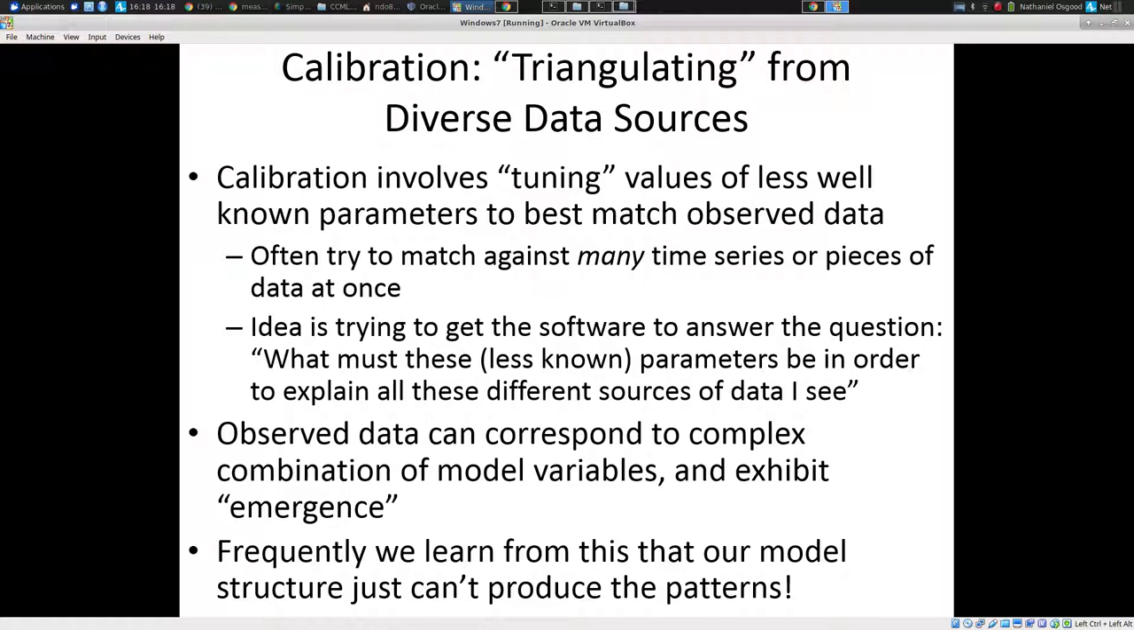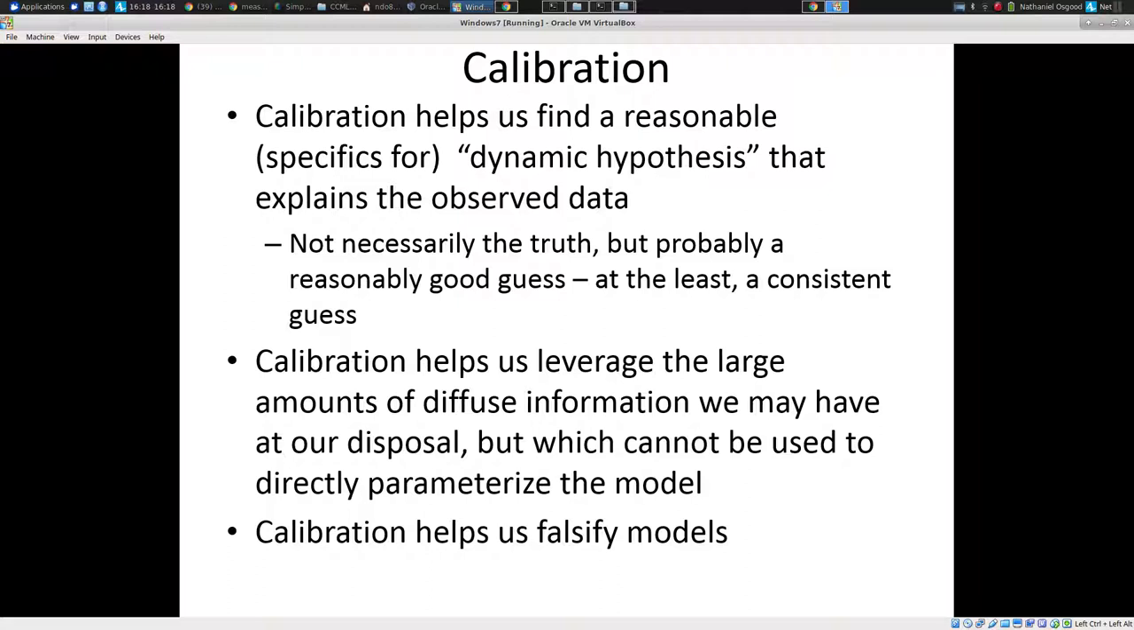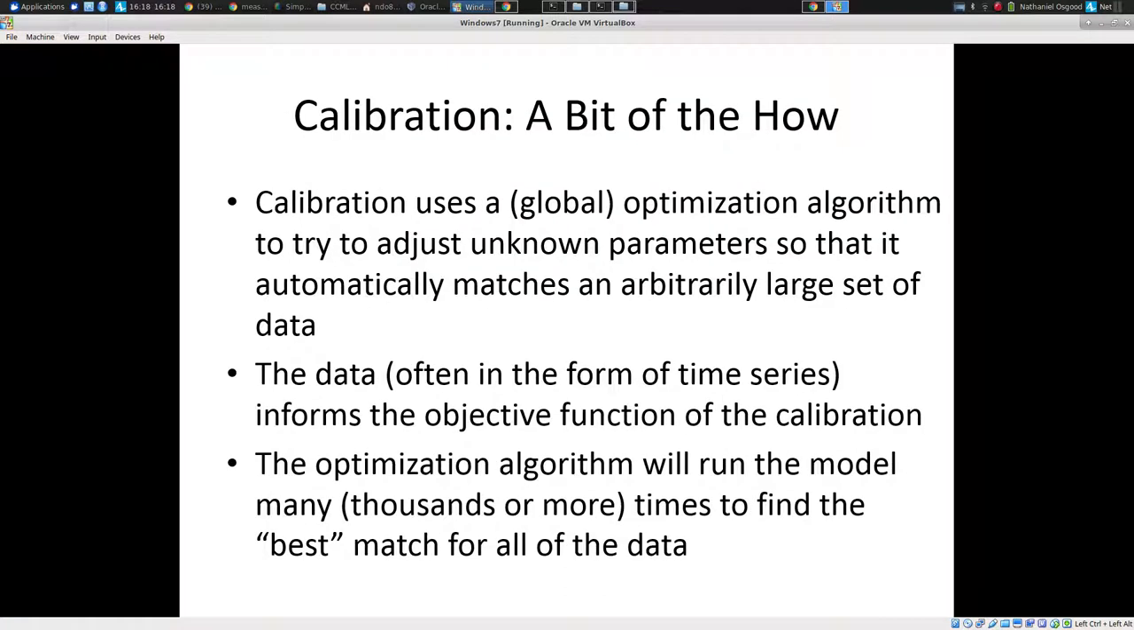Which is exactly what we often seek to learn from models, to sharpen our thinking, to help us think with greater clarity about what explanation is needed in terms of the particular assumptions of the model, so that we can account for the empirical data we do see. So calibration can help us find reasonable specifics for a dynamic hypothesis that we observe today, as we assign values to certain parameters. It can help us leverage the large amount of information we have about emergent data in the world. And it can help us falsify models, undercut models, challenge models. The way in which calibration works is to use a global optimization algorithm which adjusts our assumptions on parameter values to match many sources of data that we might want to compare against model output.